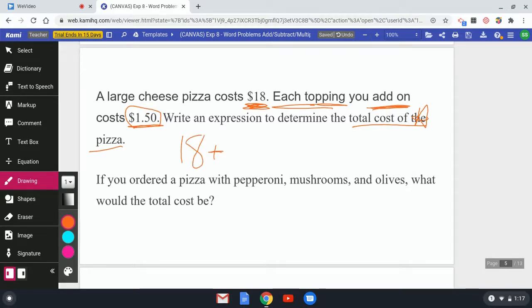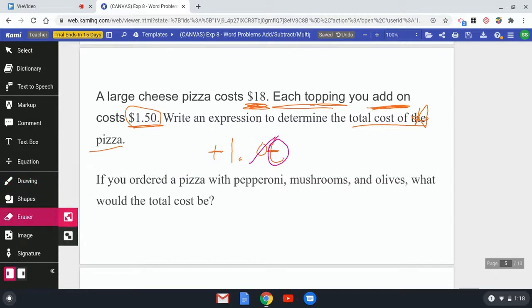But what if I want one topping on there? I'm going to have to add $1.50, right? What if I want 3 toppings on there? I'm going to have to times that by however many toppings I want. Does that make sense? So my base price is $18 for just a cheese pizza, plus $1.50 for every topping. So what if I get 0 toppings? If I got 0 toppings and I put 0 in here, this would equal 0, and I would have 18, right?